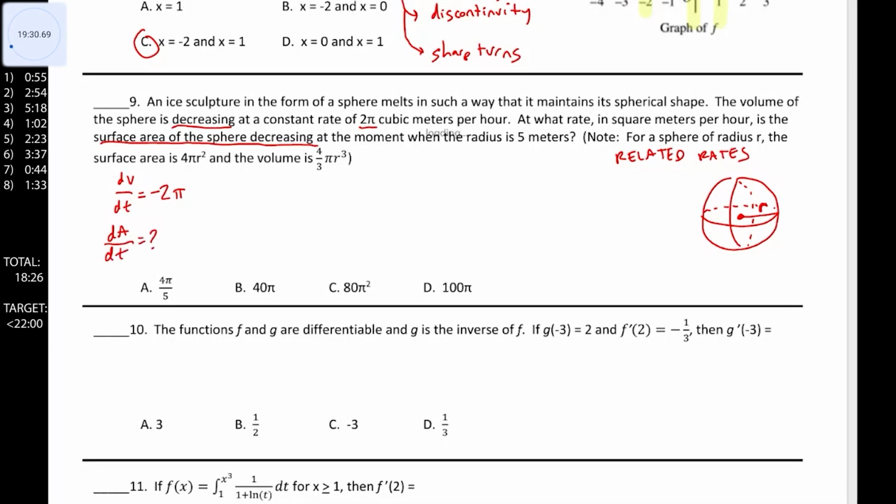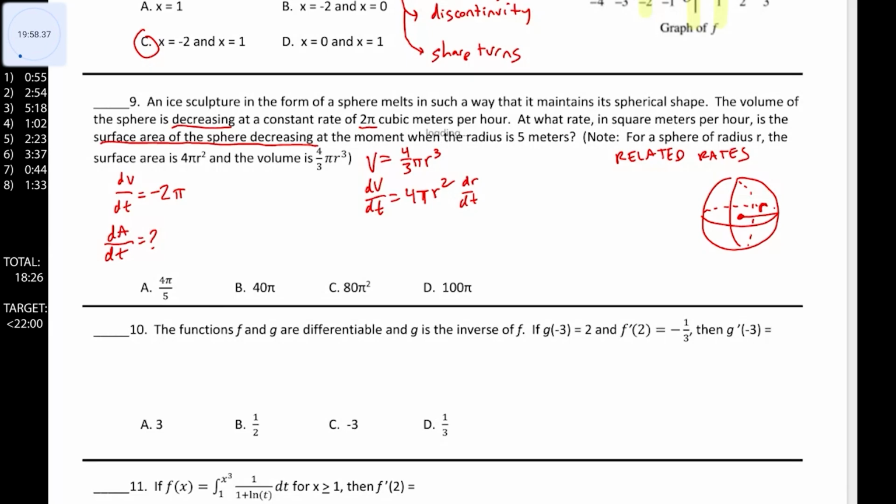So let's start with the volume formula here, which is given as 4/3 pi r cubed. And then when we differentiate that with respect to time, we get dV/dt equals 4 pi r squared dr/dt. Now what this is going to allow us to do is find dr/dt, which is what we're going to need to find the change in surface area.